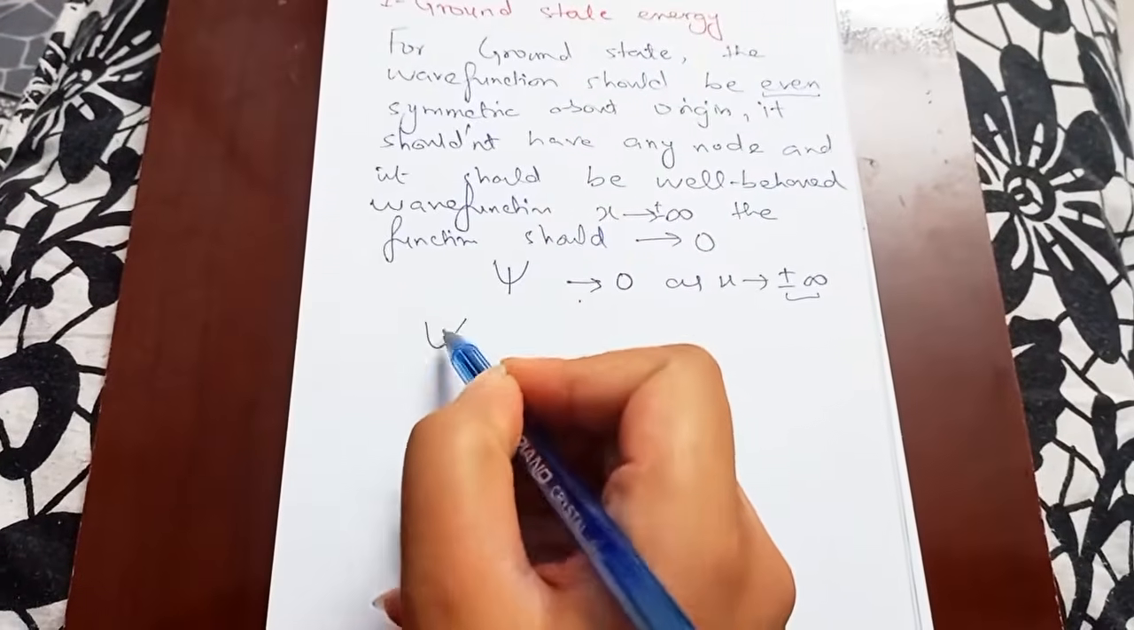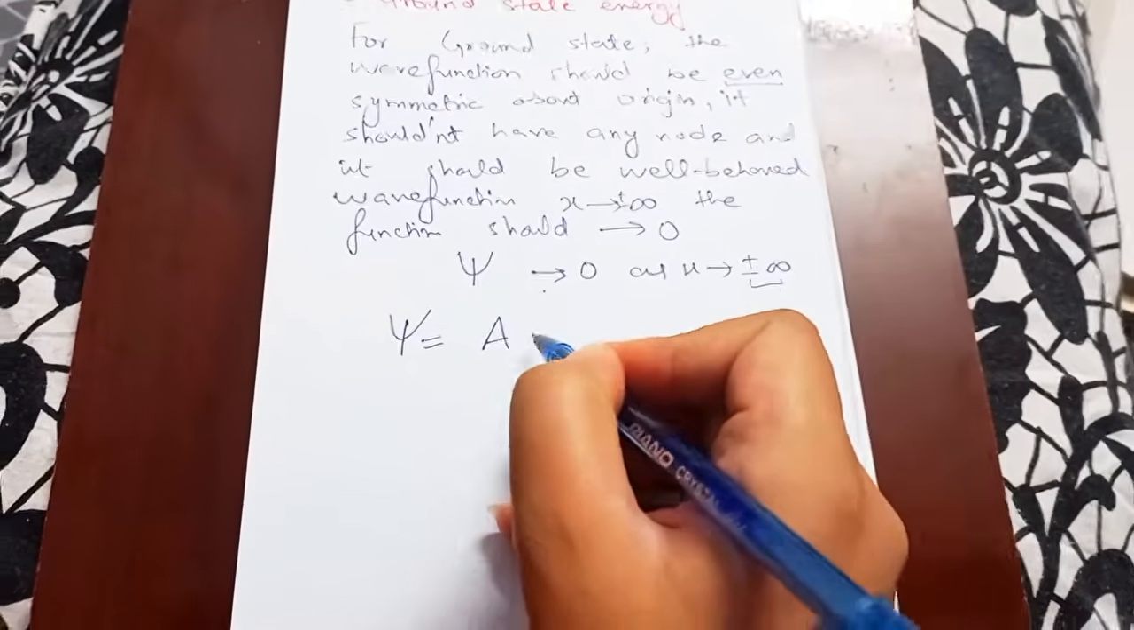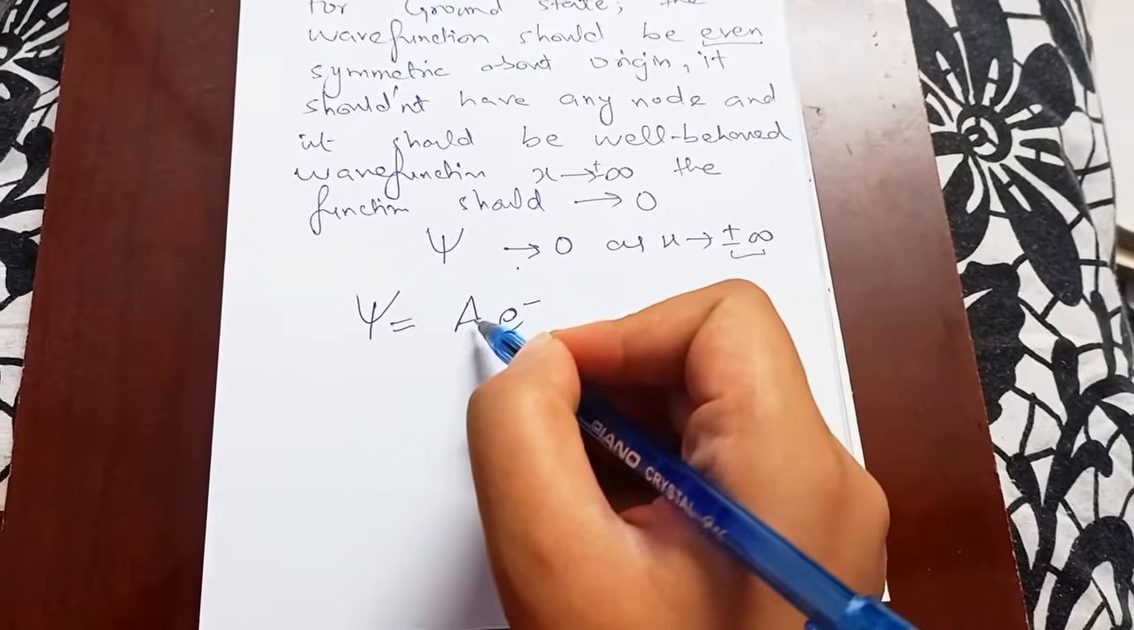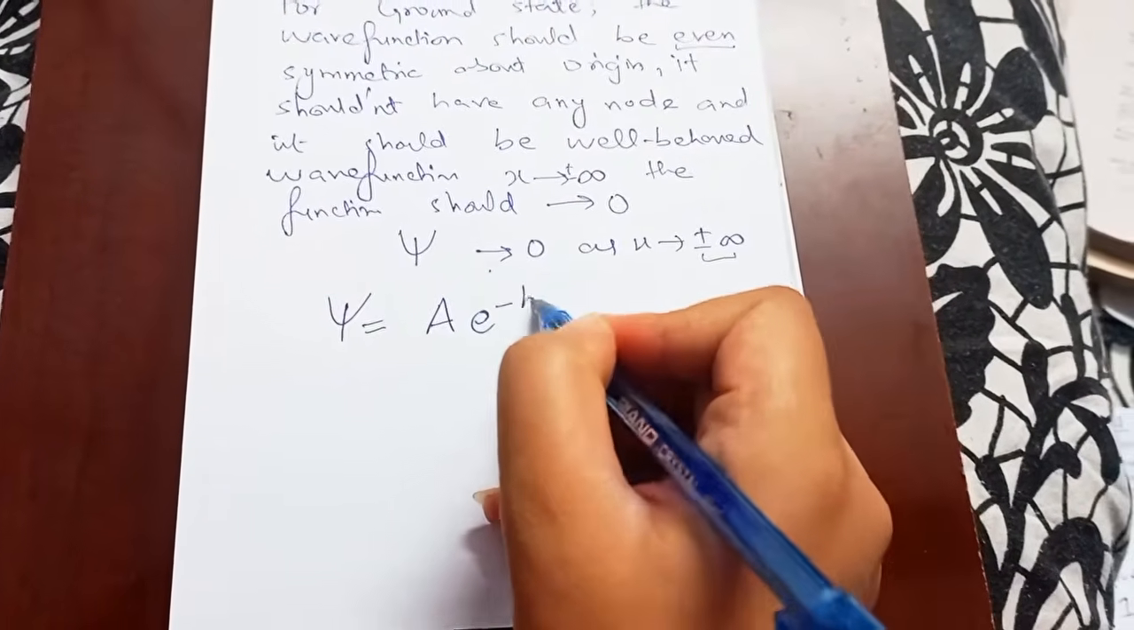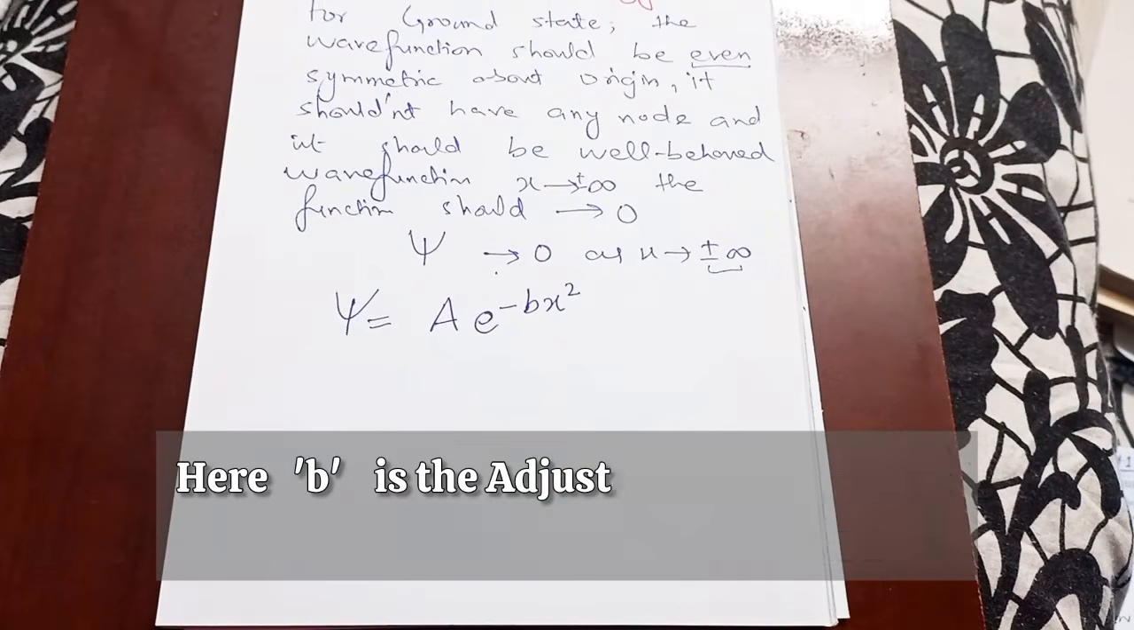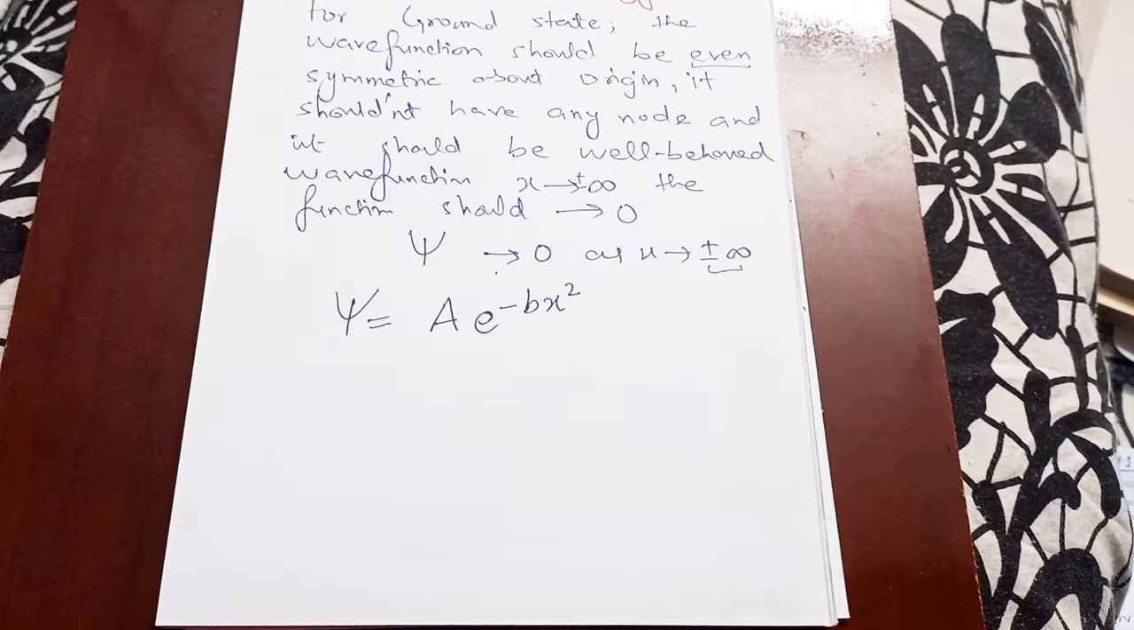Now let's write a ground state wave function, and we are really familiar with this form. Let's write it as a e to the minus b x squared. Here b is the adjustable parameter that is to be calculated later in the video, and it's a part of the variational method. In the variational method we introduce some adjustable parameters that would be calculated later on to accommodate the things that we couldn't guess about the wave function.